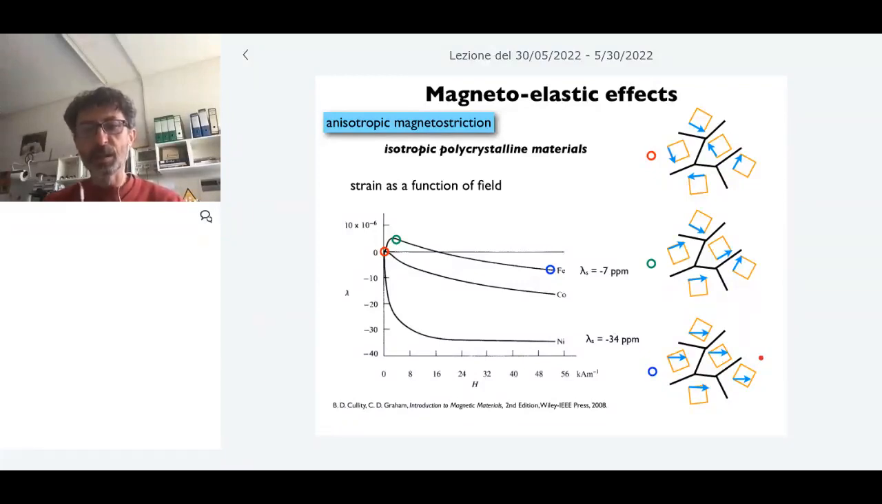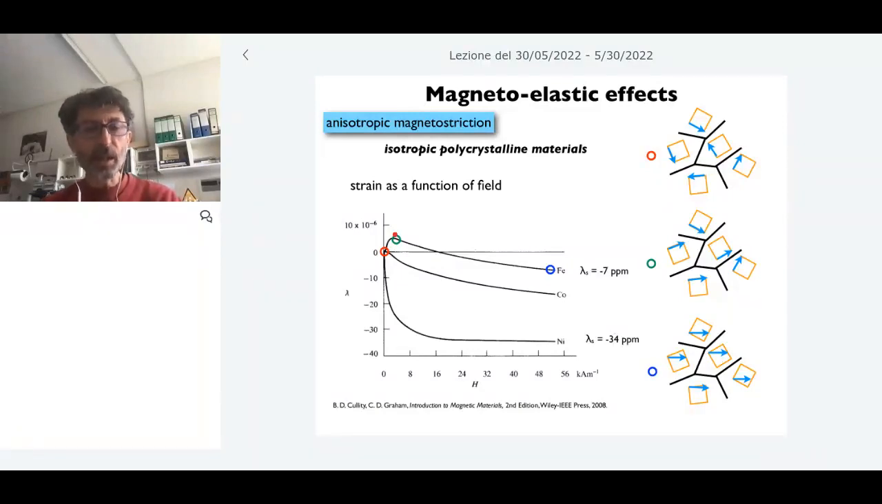What is the result? The result is that if you take a polycrystalline iron and not a single crystal, and you look at the deformation, the strain as a function of the field, you find a puzzling effect. First, it is positive. So the first effect, moving the domain walls and orienting the magnetization along the axis which is more favorable with respect to the field, generates a positive strain in the direction of the field.